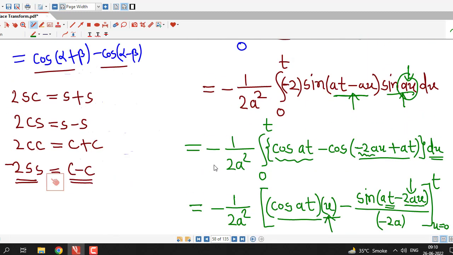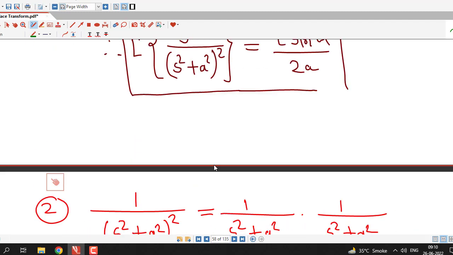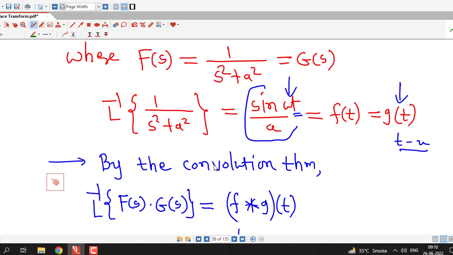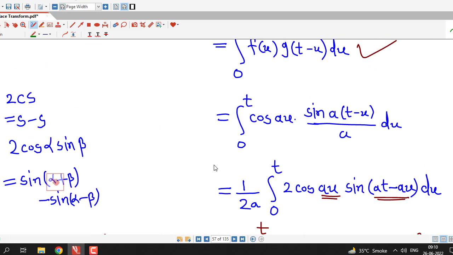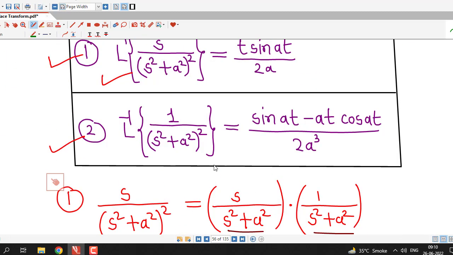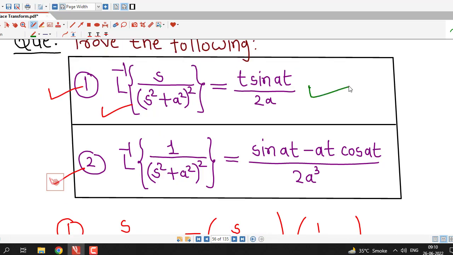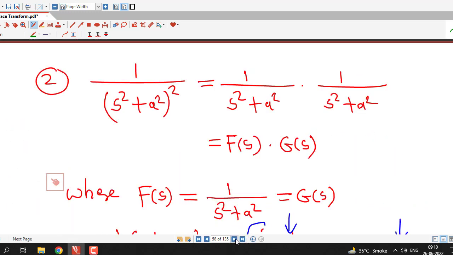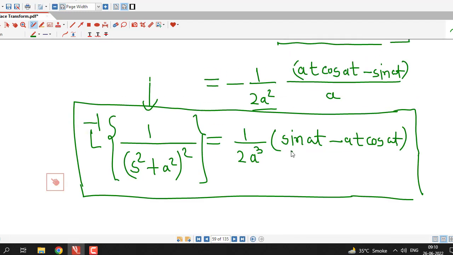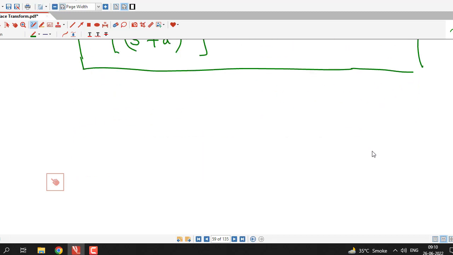So in this lecture we have obtained formulas for the inverse Laplace transform of two functions, and for that we have used the convolution theorem. So we can see we have proved these two things. Inverse Laplace transform of s divided by s square plus a square, squared, is t sin at divided by 2a. Inverse Laplace transform of 1 divided by the square of s square plus a square is sin at minus at cos at divided by 2a cube, and you can see we obtain the same answer which we were asked to prove, sin at minus at cos at divided by 2a cube.